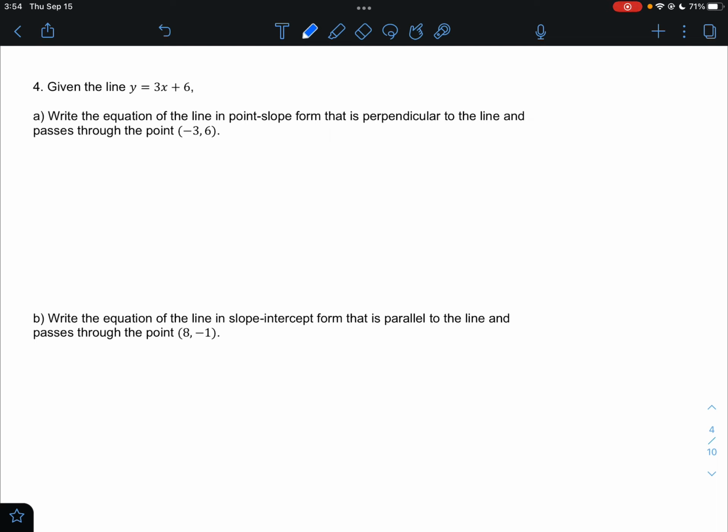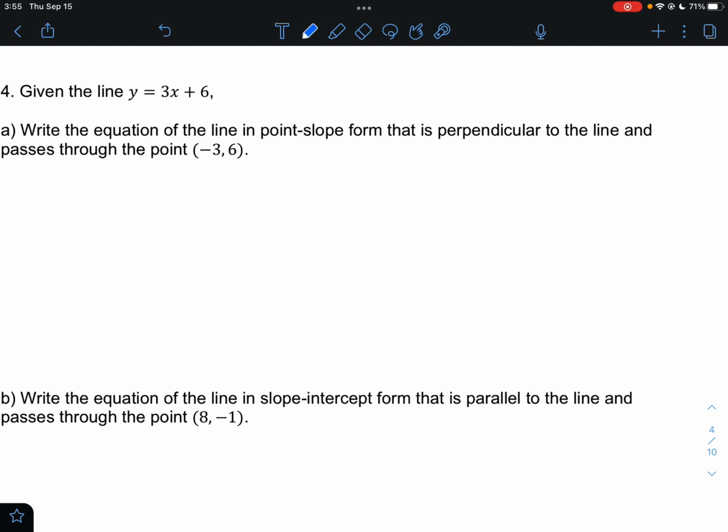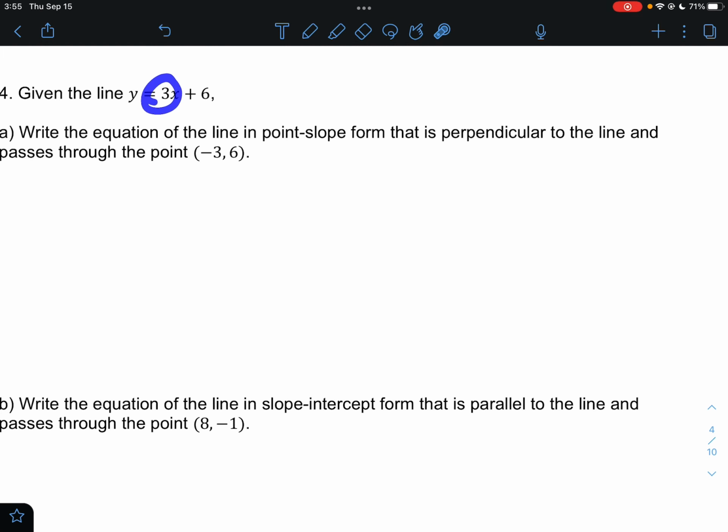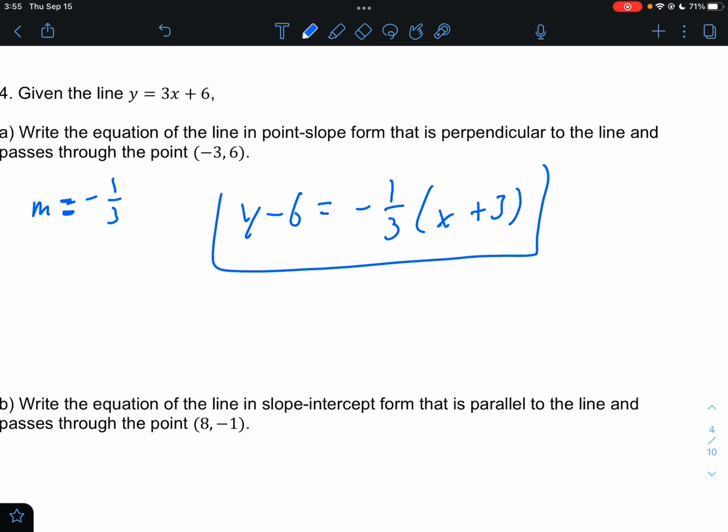Number 4, given this line, y equals 3x plus 6, write the equation of the line in point-slope form that is perpendicular to the line and passing through the point -3, 6. All right, so perpendicular, we want opposite reciprocal slope. So that means our slope is going to be -1/3 and passing through this point. And we want point-slope form. So y minus 6 equals -1/3 times (x plus 3). And that's it. That's our answer.